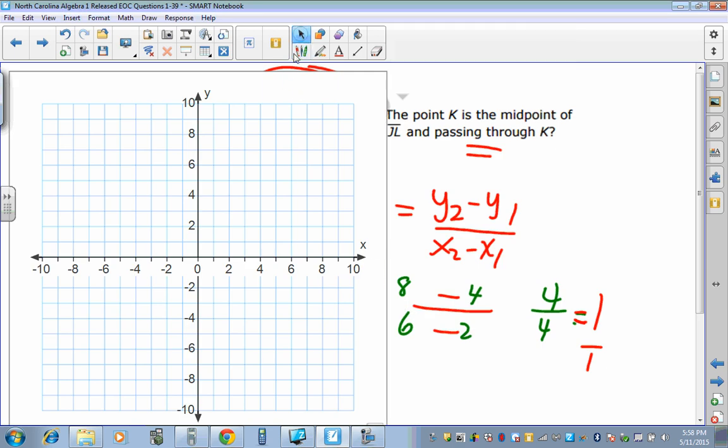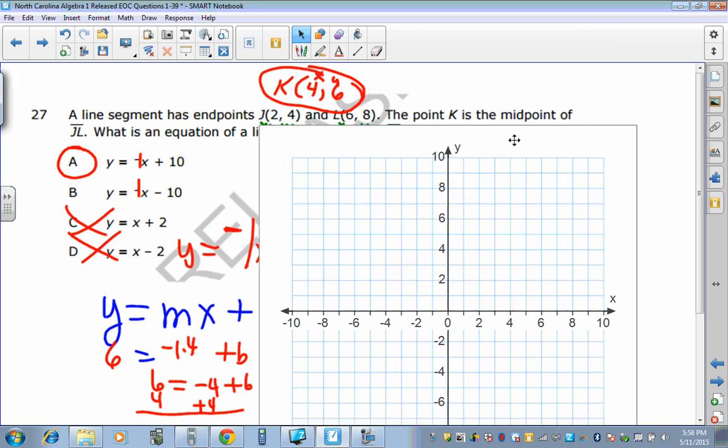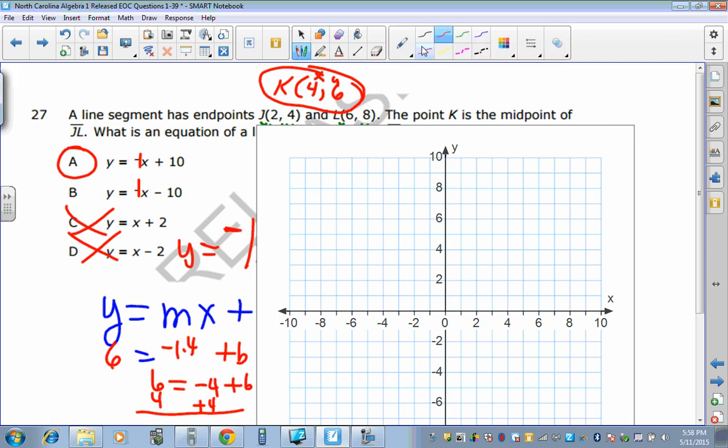Okay, if you recall, they're saying that the line is going to be perpendicular to a line that contains (2, 4) and (6, 8). If you connect those carefully, and then count your rise over run, you can see that this line has a slope of positive 1. We also know the midpoint is (4, 6).